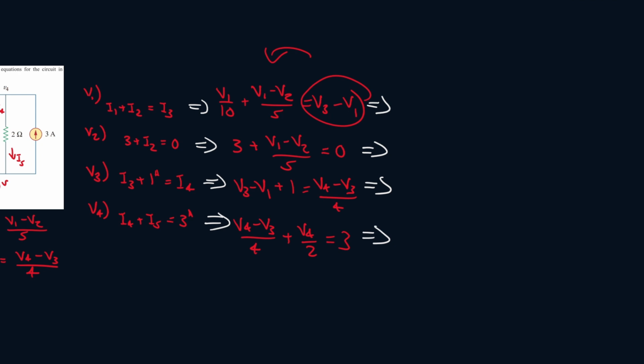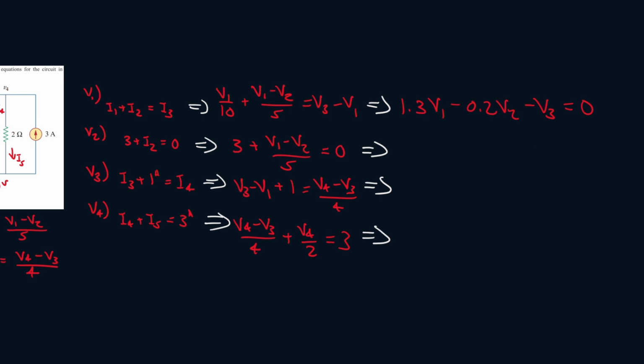So V3, if we bring it to the other side, that turns into minus V3, and minus V1, bring it to the other side, that turns into plus V1. So let's add all the V1s together. So we have V1 over 10, plus V1 over 5. And then we brought this minus V1 to the other side, so it'll turn to positive V1. So it'll be 1.3 V1. Then it'll be minus V2 over 5, which is 0.2 V2. And then we brought the V3 to the other side, so it'll be minus V3, and this is equal to 0.